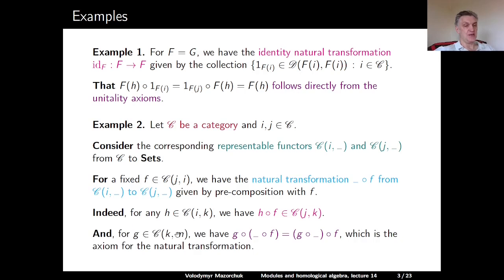Moreover, for any morphism g in C from k to m, we have that the composition of g after composing something after f. So we can put the brackets in two different ways because this composition is associative. Then this associativity is exactly the axiom for the natural transformation. So g after something is the value of our functor at the morphism g, and here precomposing with f is our natural transformation. And on the other side, we first apply the functor, and then we precompose with the natural transformation. So this is the axiom of the natural transformation, which implies that precomposition with f is indeed a natural transformation from the representable functor C(I, blank) to the representable functor C(j, blank). Note that f goes from j to I, while we get a natural transformation from C(I, blank) to C(j, blank).